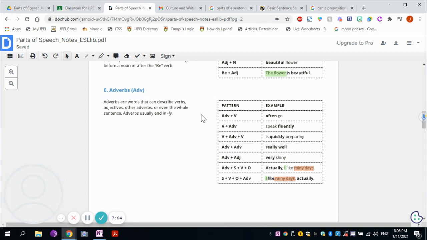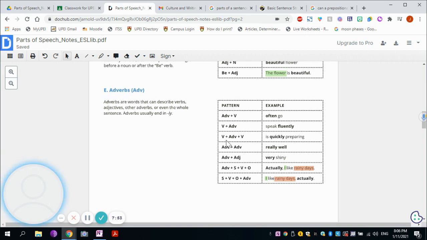Adverb plus a verb, as in often go. I often go to the store. That is an adverb plus a verb. You can have a verb plus an adverb, as in speak fluently. It's good to speak fluently in English.